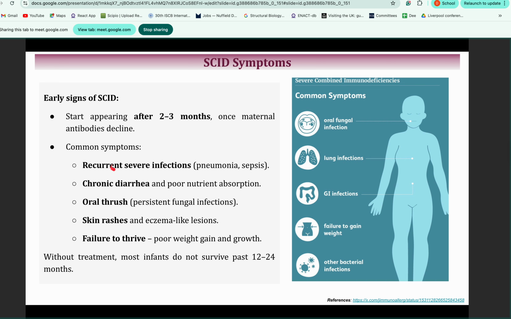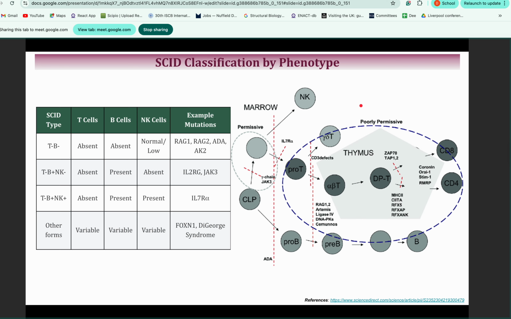So the symptoms will be recurrent severe infections. So you will see that the child will severely suffer from certain infections such as pneumonia, sepsis, then there will be chronic diarrhea and poor nutrient absorption, oral thrush, that means persistent fungal infections, skin rashes and eczema-like lesions, failure to thrive, there will be poor weight gain and growth. And if there is no treatment done, then most of the infants will not survive after 1 to 2 years, so 12 to 24 months. So these are some of the common symptoms.